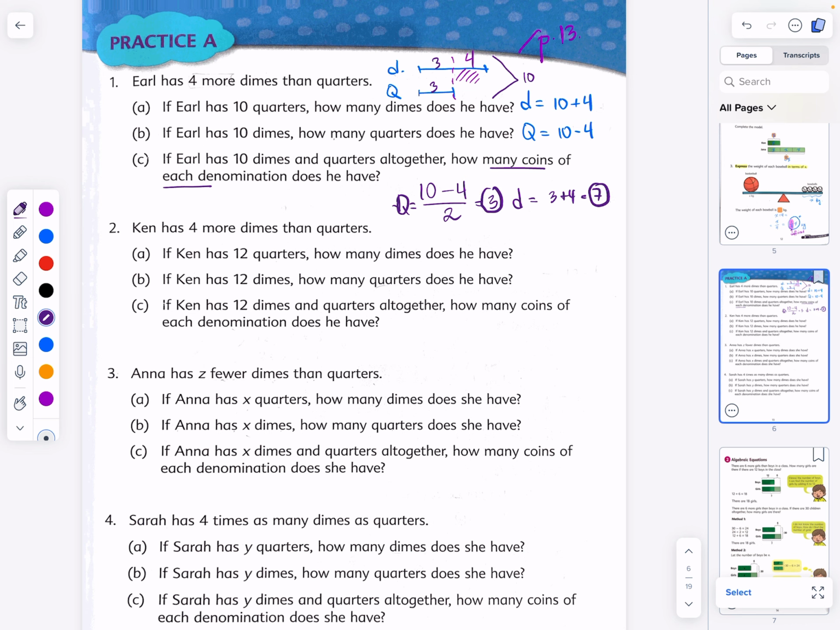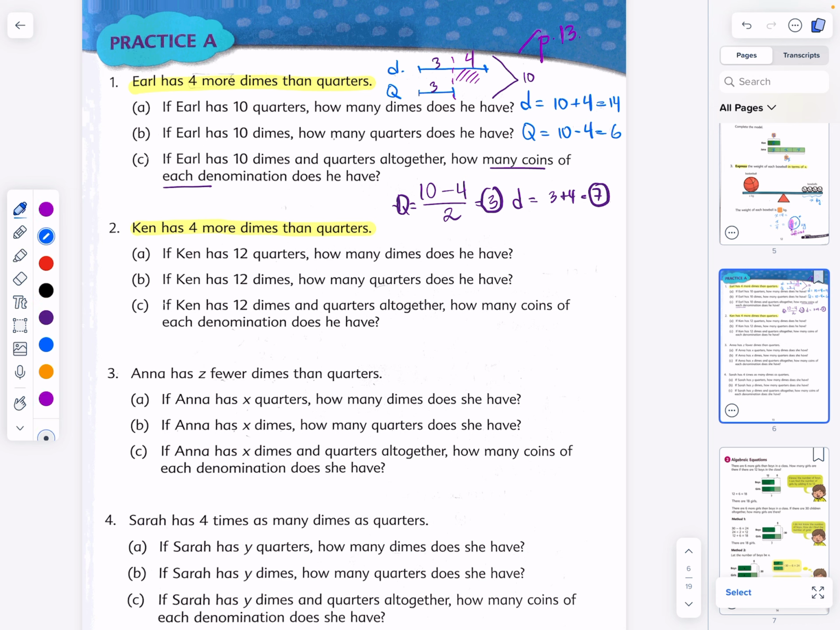Okay? Now, by the way, I never answered them. 10 plus 4 equals 14. 10 minus 4 equals 6, of course. 6 quarters. Now let's consider the next example. Ken has 4 more dimes than quarters. The same picture. Ken, now instead of Earl, Ken has, look at the language. It's pretty much the same as above. Earl has 4 more dimes than quarters. Ken has 4 more dimes than quarters. Pretty much the same picture, right?